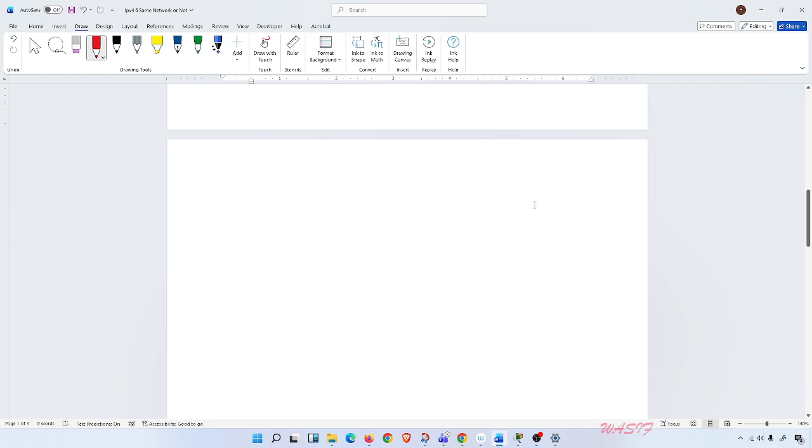Now let me give you another example. It is a little bit confusing. 192.168.1.1 slash 24, 192.168.1.2 slash 25. It is very tricky. Why is it very tricky?